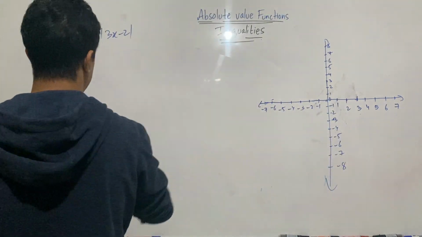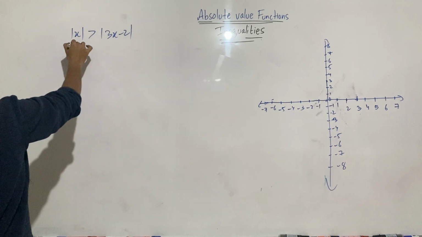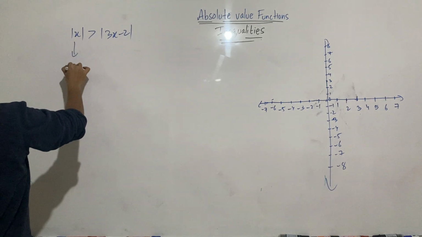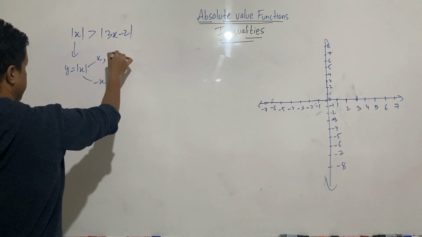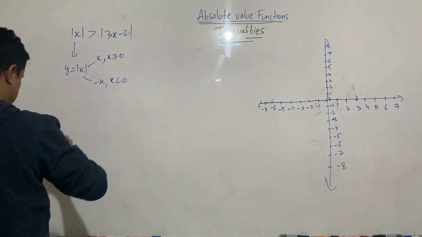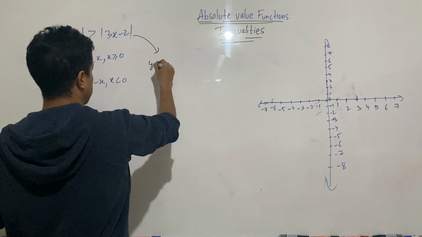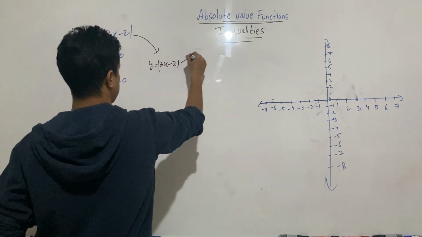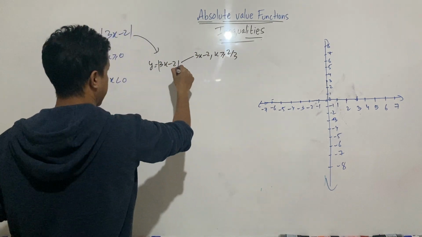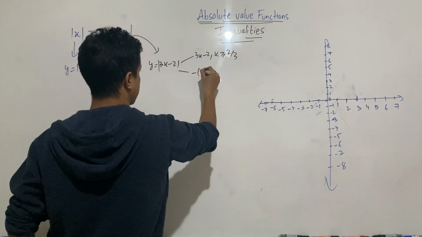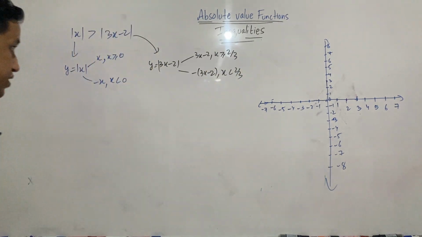Okay, so see here again what you need to do, just treat them separately. So it's going to be x minus x, x greater than or equal to 0, and x less than 0 for this one. And for this one, 3x minus 2, x greater than 2 by 3, and here minus 3x minus 2, x less than 2 by 3, right?